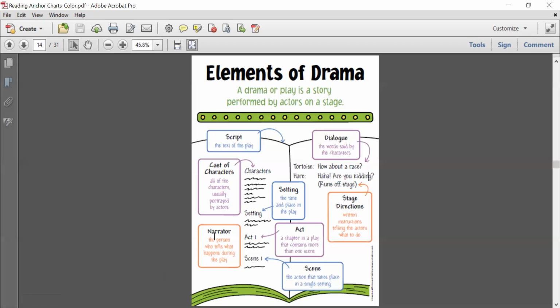So they would probably be a third person narrator, because they're outside of the story describing things that are going on, or they give the reader maybe a little bit of background information, so they're able to understand the story more.